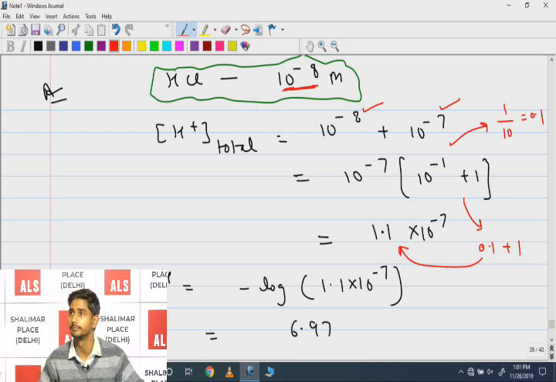Now get it. Now get it, Shillong, Itanagar.